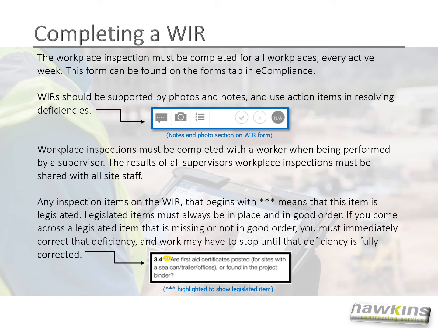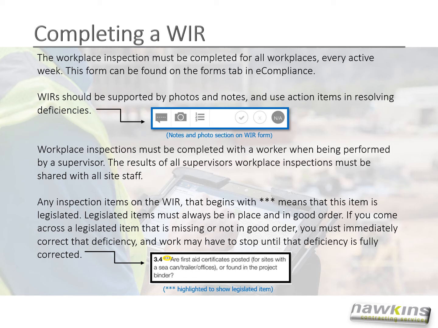The workplace inspection must be completed for all workplaces every active week. This form can be found on the Forms tab in e-compliance. Workplace inspection reports should be supported by photos and notes, and use action items in resolving deficiencies. Workplace inspections must be completed with a worker when being performed by a supervisor. The results of all supervisors' workplace inspections must be shared with all site staff.